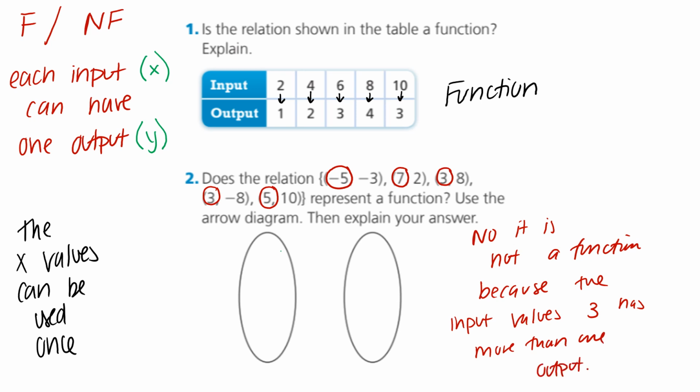And we can make the map diagram to prove it. -5 and -3 get paired up together. 7 and 2 get paired up together. 3 and 8 get paired up together. But 3 also gets paired up with -8. So there are 2 arrows coming from that 3. And then 5 gets paired up with 10. So because there are 2 arrows coming from the same input, it is not a function.